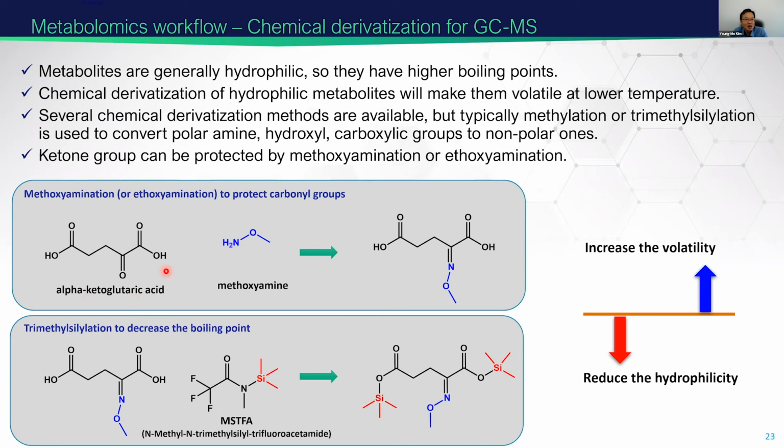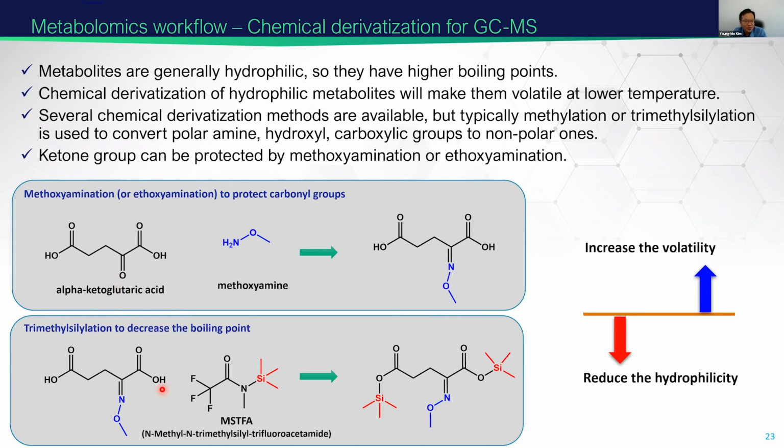In our first methoxyamination step, this methoxyamine will substitute this ketone, so it will convert to this structure. This is important because these ketones are reactive, and if we increase the temperature, they can react with other moieties in other metabolites. Also, they can self-degrade to smaller molecules. So this step is essential for ketone metabolites.